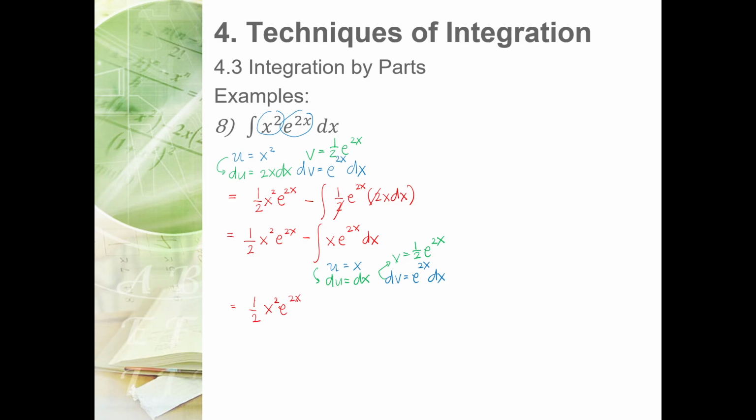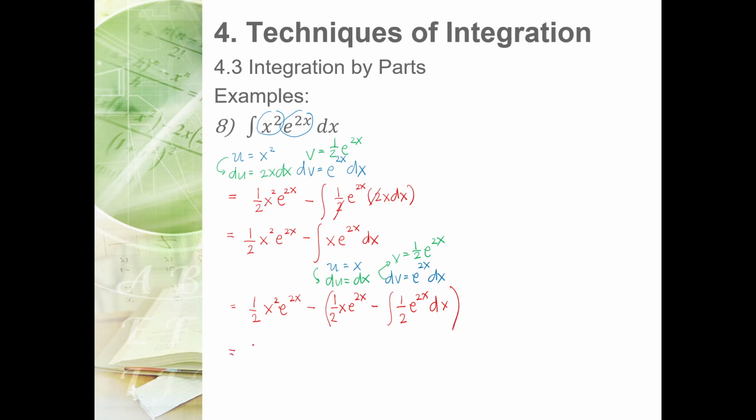e raised to the power of 2x, then minus, so again parenthesis, because this time is negative, right? We have to be careful with distributing negative signs. So uv, that would be x, or rather 1/2 x e to the power of 2x minus v du. So integral of v du. So 1/2 e to the power of 2x, then this one is dx.